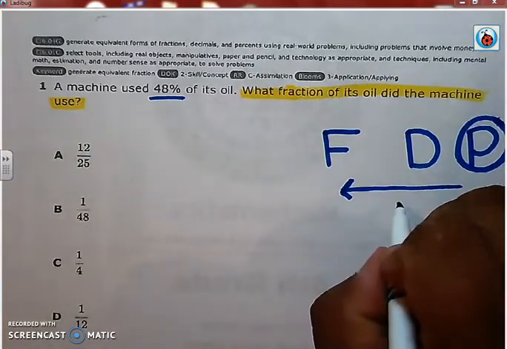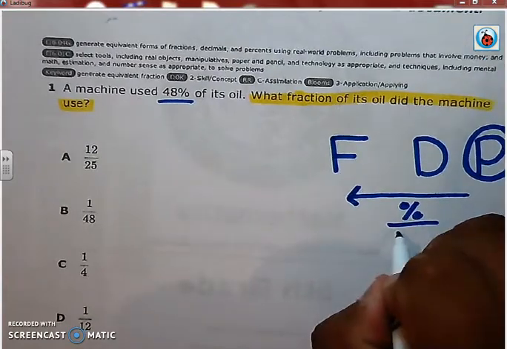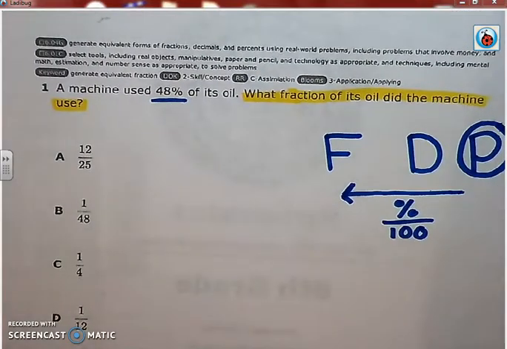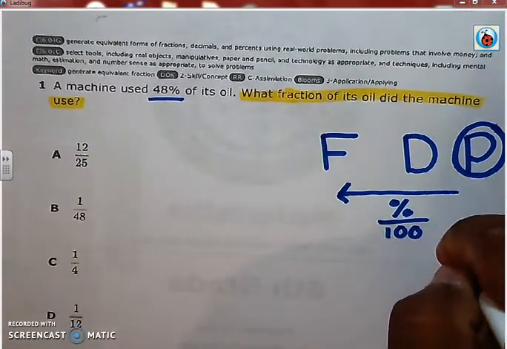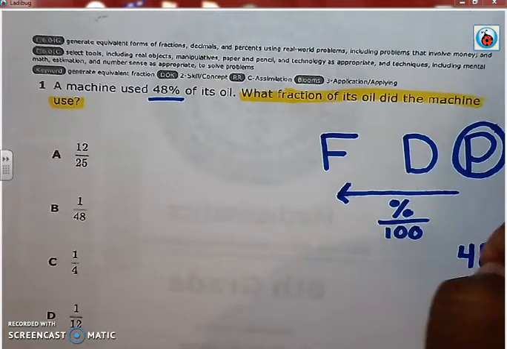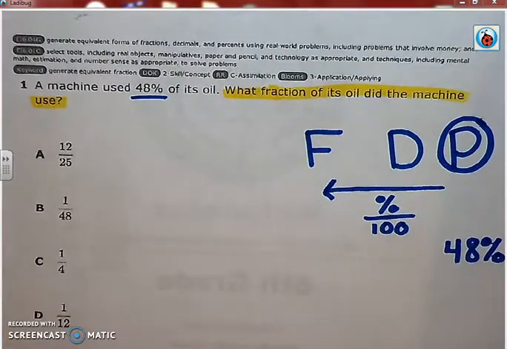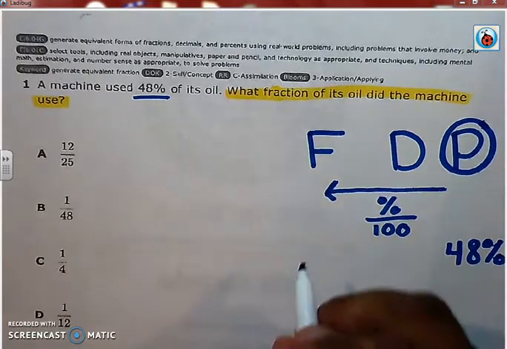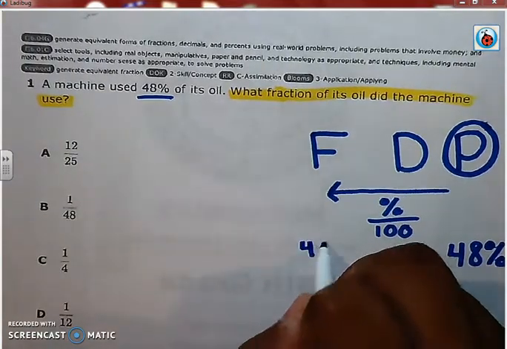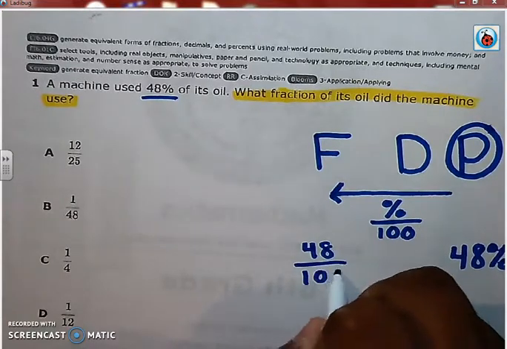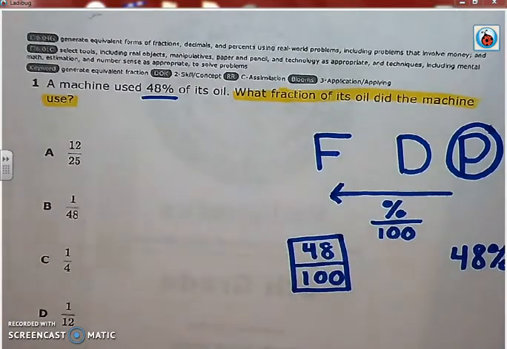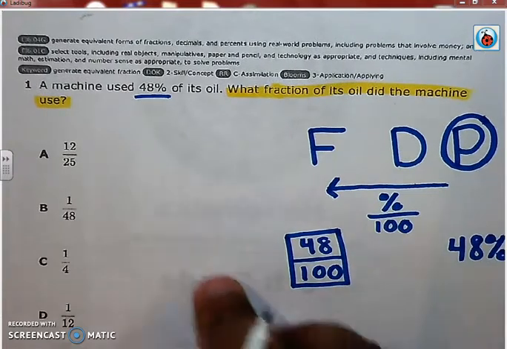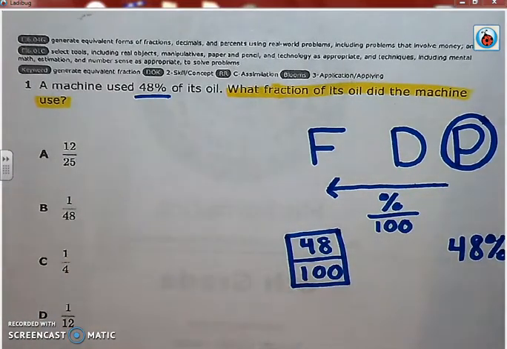So the one step was to take your percent and put it over 100. So the percent we're starting with in this question is 48%. I want to switch it back to a fraction, so let me put it over 100. So it's going to be 48 over 100. So by doing that, I end up with my answer of 48 over 100. The only problem is that I don't see my answer as one of the answer choices.